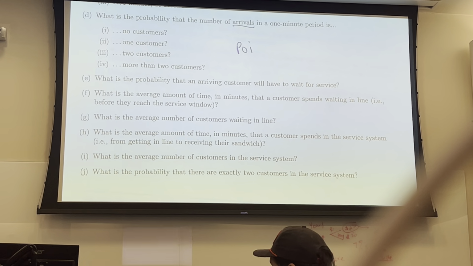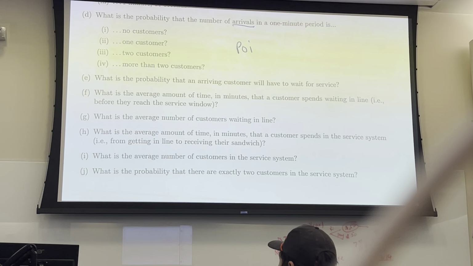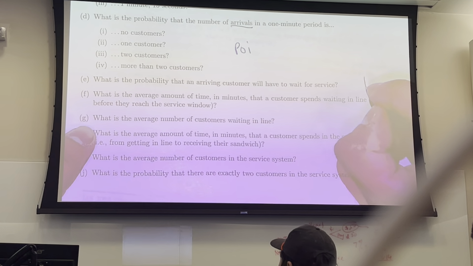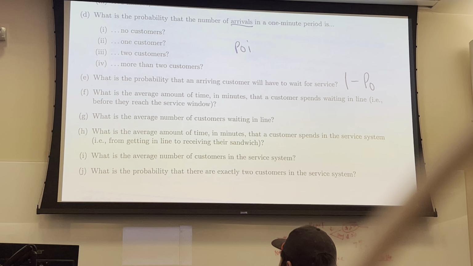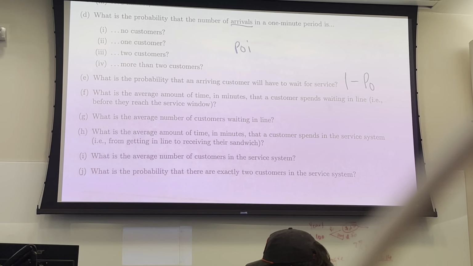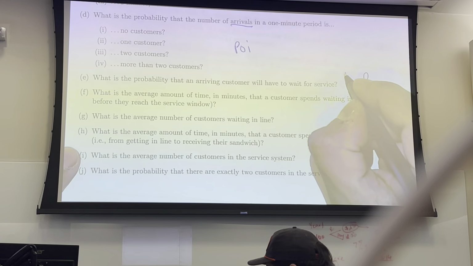Probability that an arriving customer will have to wait for service. Of these formulas, which one am I going to use? So P0 would give me the probability that they don't have to wait for service, because that means nobody's there. So if I want the probability that they will have to wait for service, I take P0 and do what? Exactly. Take its complement. 1 minus P0. All right.